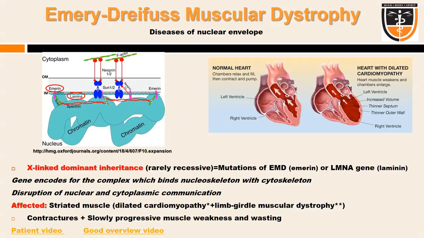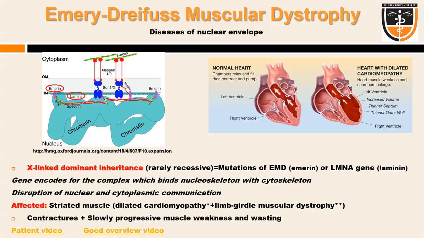Look where they are. This is the membrane of the nucleus, and you see here emerin and laminins. And they're very important. Why? Because they provide a connection between the skeleton inside the nucleus and the skeleton outside the nucleus. So they almost anchor the skeleton inside the cell, inside the cytoplasm. So what's going to happen when these proteins are abnormal in these individuals? They will disrupt nuclear and cytoplasmic communication.